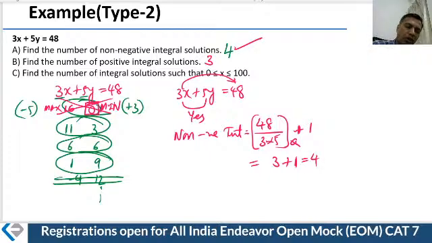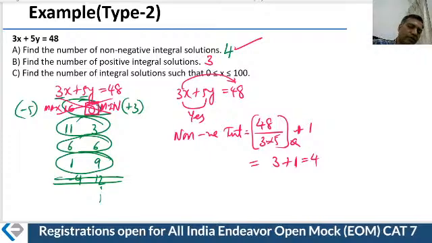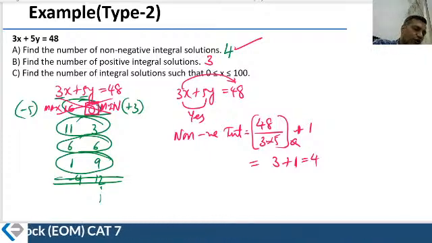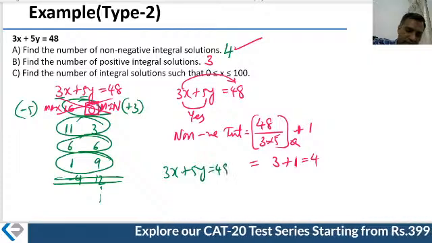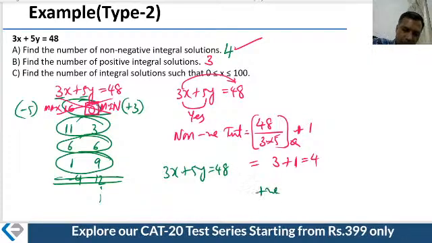Good. Find the number of positive integral solutions. Positive integral solutions are 3, because what did I ask you to do there? I said, okay, go back to this 3x plus 5y is equal to 48. So now you're writing the number of positive integral solutions. Start with this 4 first. 4 minus. Should I subtract anything there?